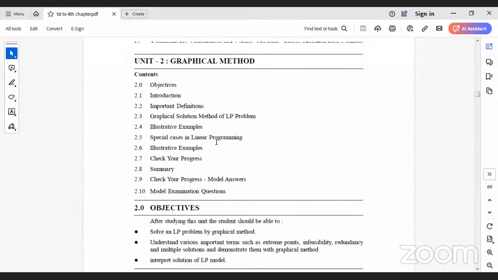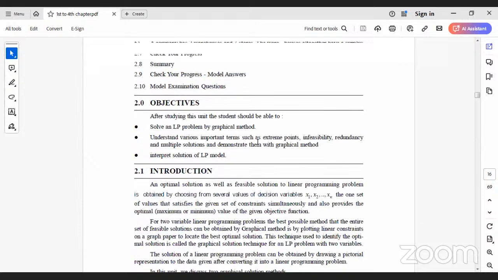Graphical method and important definitions. Graphical method solution to LP problem. Illustrative examples, special cases of linear programming. Solve an LP problem by graphical method. Understand various important terms such as extreme points, infeasibility, redundancy, and multiple solutions, and demonstrate them with the graphical method. Interpret the solution of the LP model.